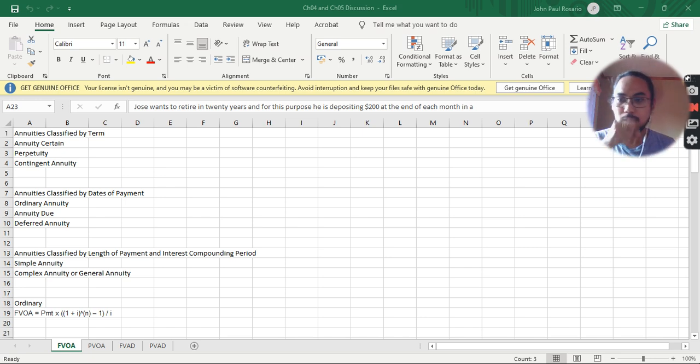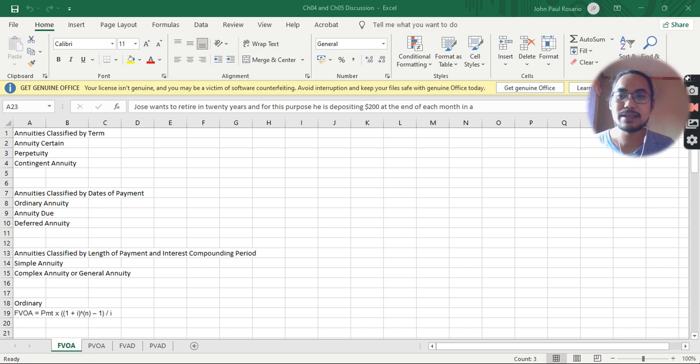For deferred annuity, guys, we will be discussing this after midterms or along with perpetuity. When we say deferred annuity, the start of your payment does not occur on the date of your term. There is still a period of rest before the payments will start. And that period of rest is what you call the period of deferment. So by deferred, meaning there is still a short rest before the payments.